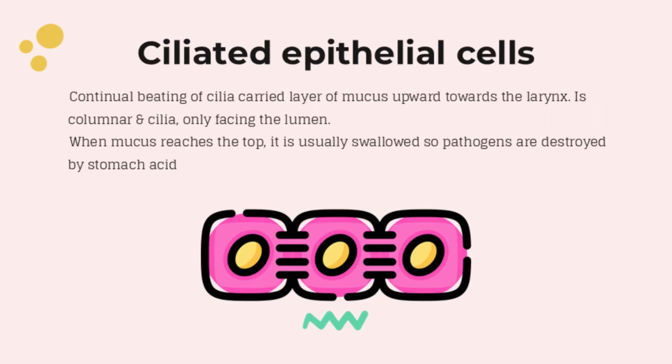Structures within the respiratory system. Ciliated epithelial cells: continual beating of cilia carries a layer of mucus upward towards the larynx. They form a column structure, and cilia only face the lumen. When mucus reaches the top, it's usually swallowed, so pathogens are destroyed by the stomach acid.